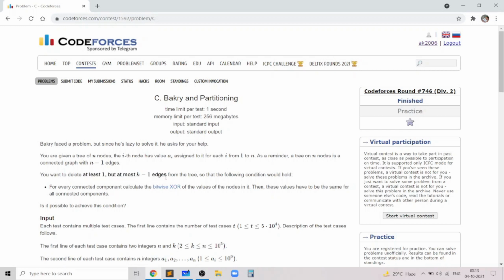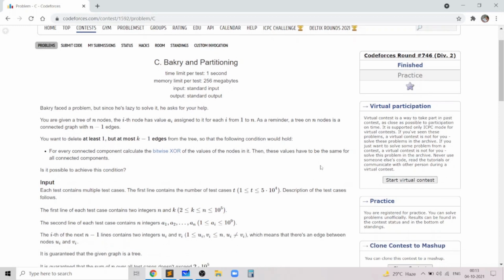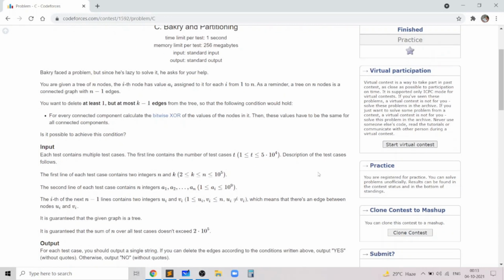So in this problem, we are basically given values for each node, and we also need to delete some number of edges from the tree, at least one and at most k minus 1 edges, such that the XOR of the nodes of each connected component will have the same value.